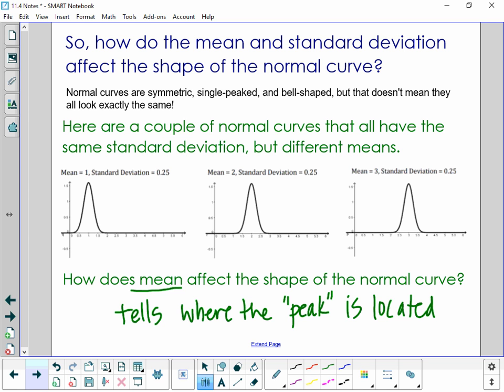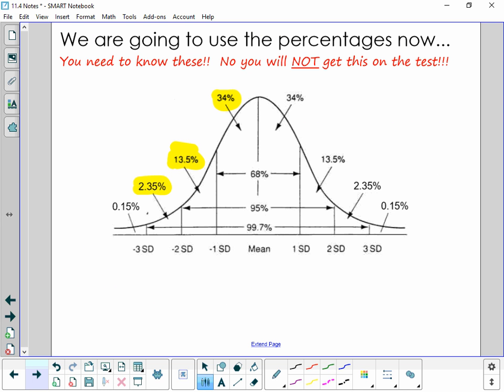So this one had a mean of 1, this one had a mean of 2, this one had a mean of 3. Okay, so now we're going to use the percentages, and you, again, will not have this given to you on the test. You have to know it. But as long as you practice and do your homework, you won't have any problems memorizing this.